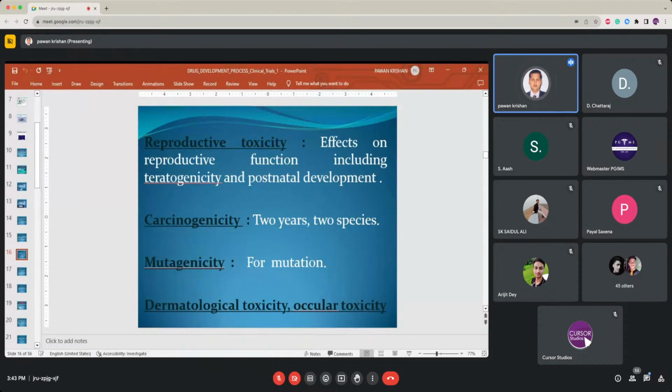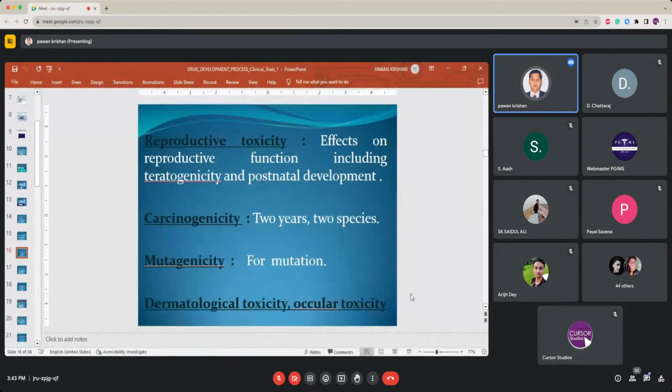So you can think how many scientists are involved. As I told you earlier, hundreds of scientists are involved. You need genetic scientists, you need molecular biologists, you need chemistry scientists. So different types of scientists are required. Then, when we talk of dermatological toxicity, what is the toxicity in the skin? Ocular toxicity has to be studied, which includes what is the effect on the eyes.